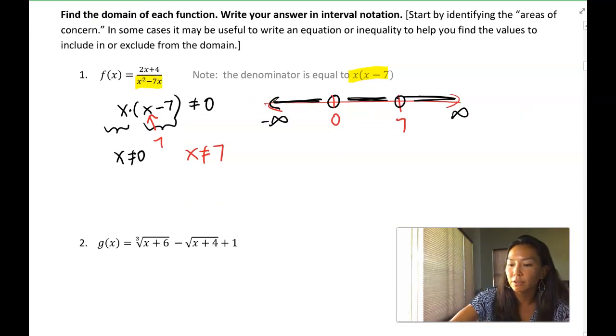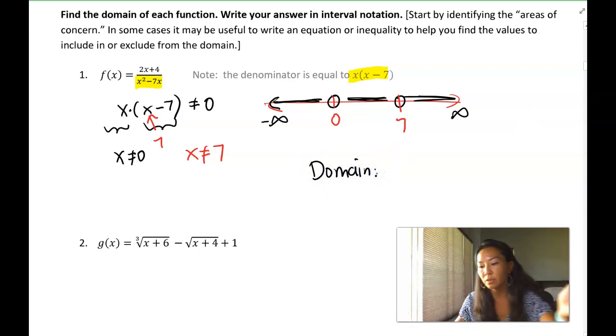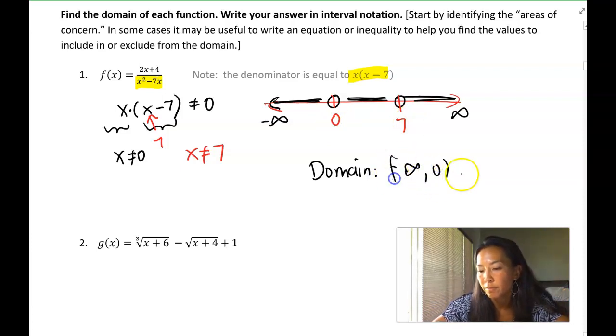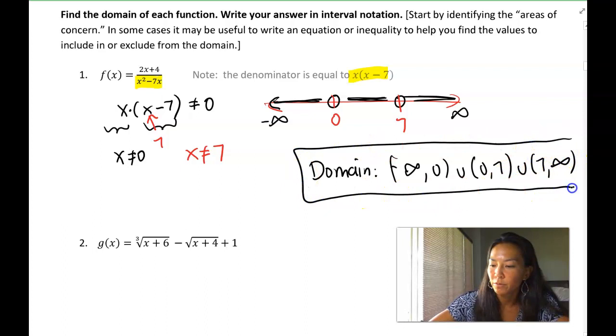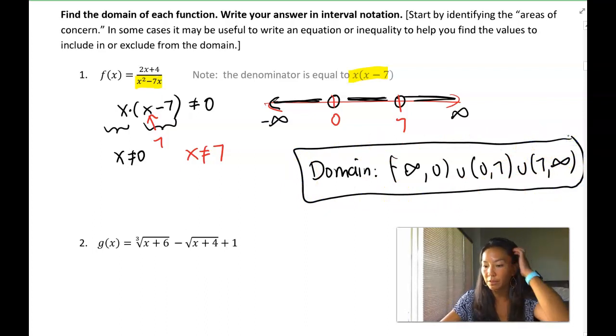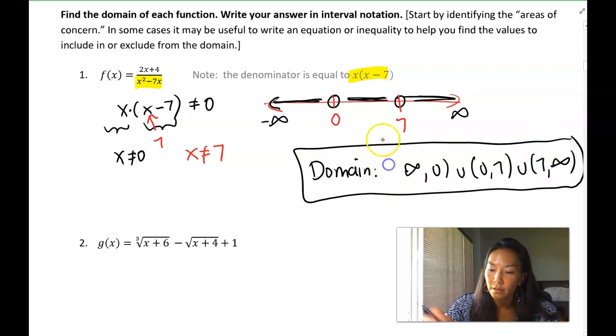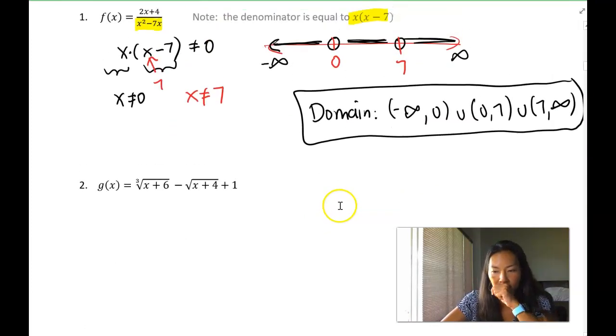And let's now list our domain. Start from the left and go to the right. I'm going to have a union right here and here. So negative infinity to 0, union 0 to 7, and 7 to infinity. No brackets on any of that, just parentheses. Yeah, that one kind of looks like a bracket, so fix that.